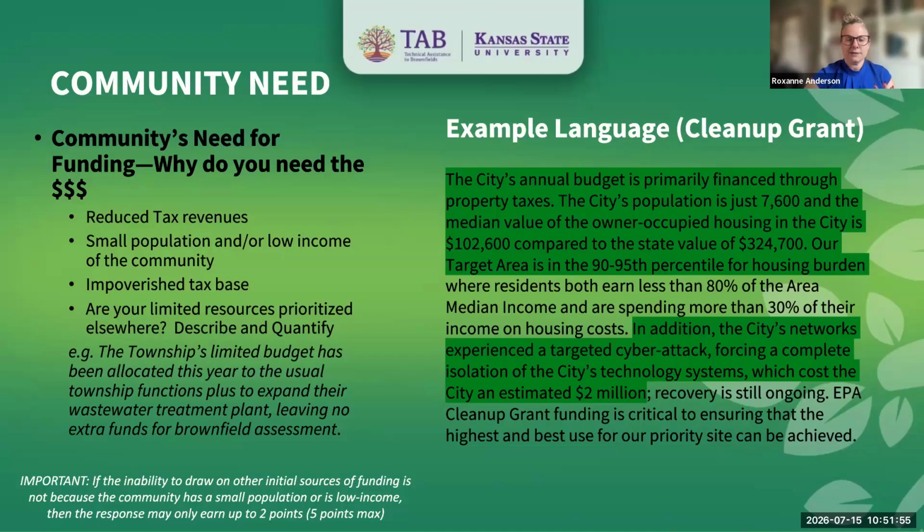So describe and quantify. Pay attention to the scoring note at the bottom. If your inability to access other funding is not related to having a small population or being low income, you may only earn up to 2 of the 5 points. And in a highly competitive application process, that's a lot of points. So this is one of those areas where you really need to be very intentional about answering exactly what the EPA is asking.